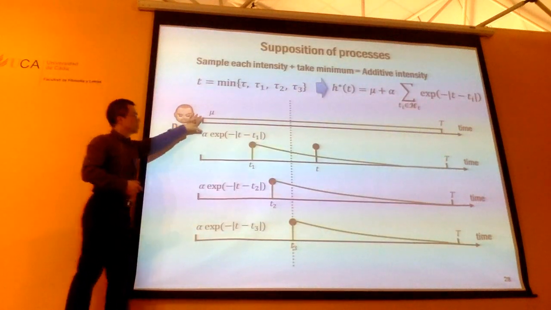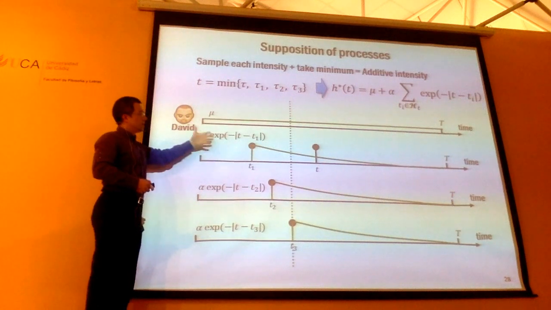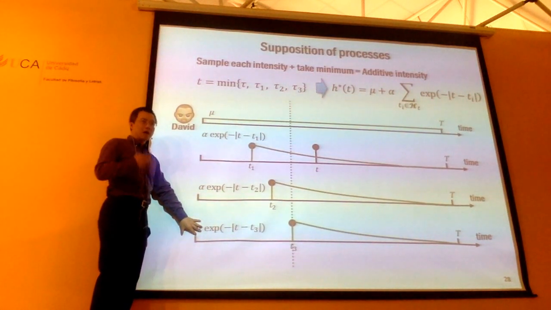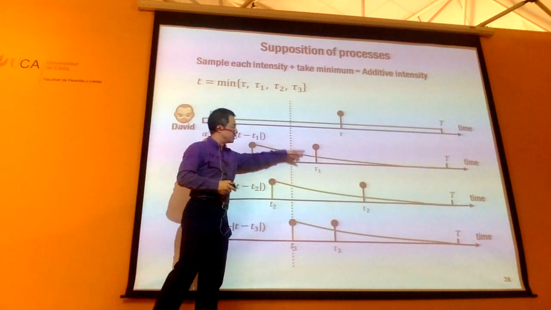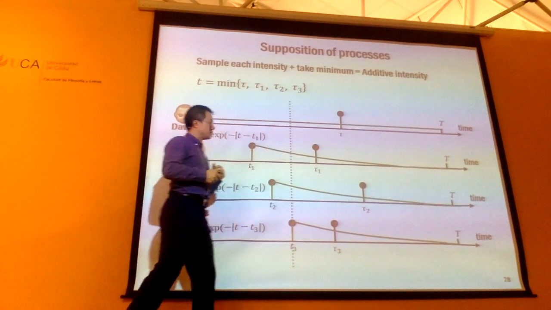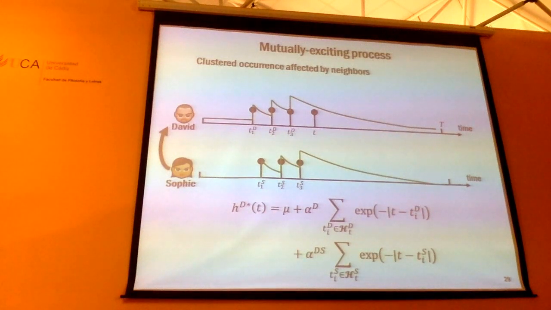So this is the process for Davy. This is for Sophie. This is for another person, and this is for another person. The actual event generated in Davy is going to be determined by the event which generated the sample earliest. So that is the meaning of superposition of the processes.